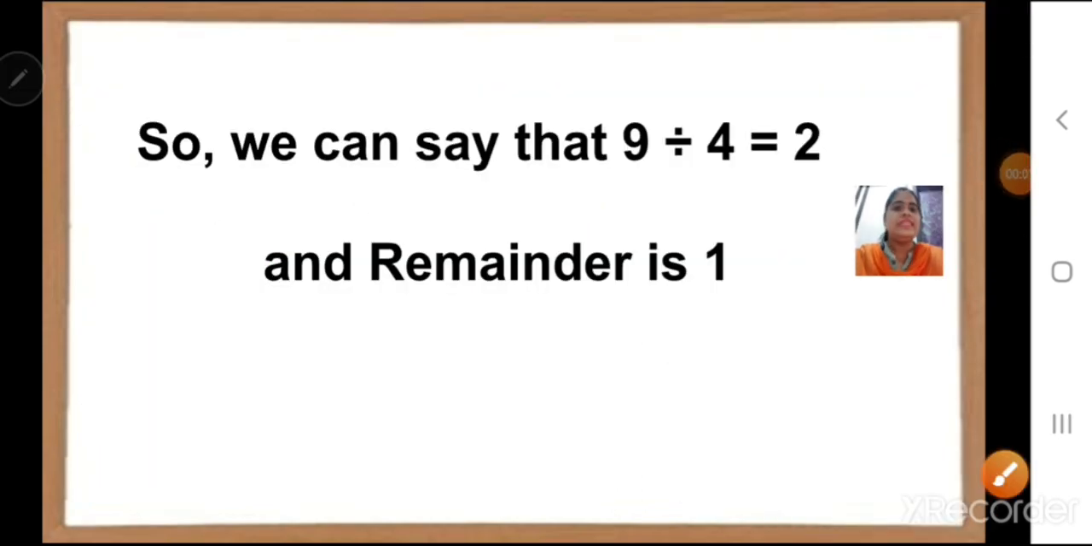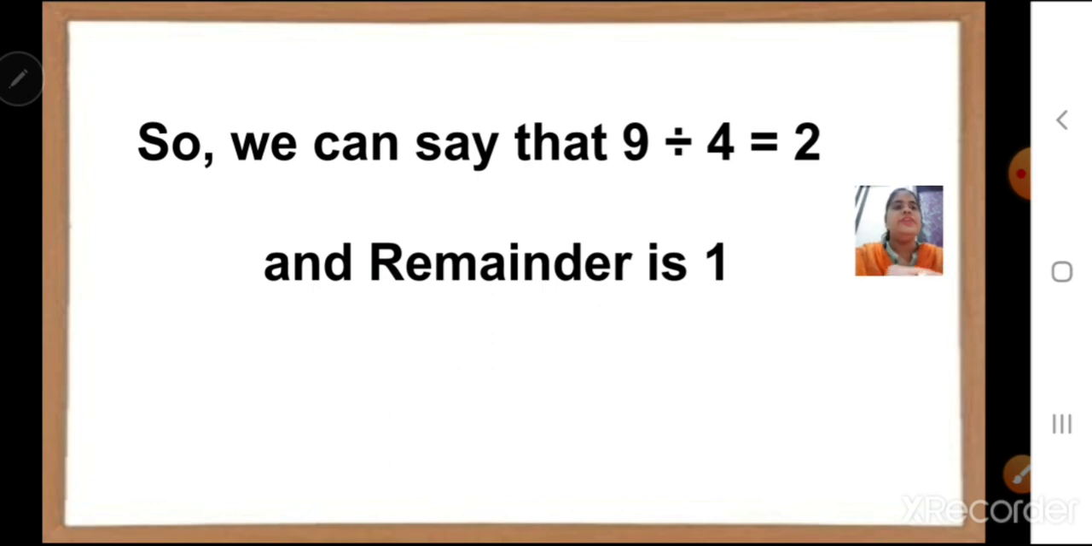So we can say 9 divided by 4. There were 9 packets of fries, right? And we have divided it among 4 children. Okay, and what is the answer? 2. They all got 2 packets each. Correct? And the remainder is 1 because 1 packet was left. Correct? So this is the answer.